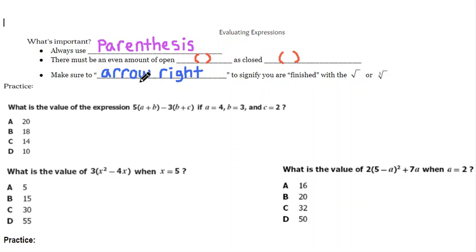All right, so let's do some of these. Here's some practice we can do together. It says, what is the value of the expression 5 open parentheses a plus b, close parentheses, minus 3 open parentheses, b plus c, close parentheses.